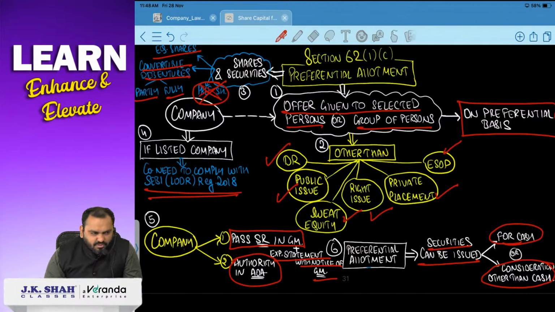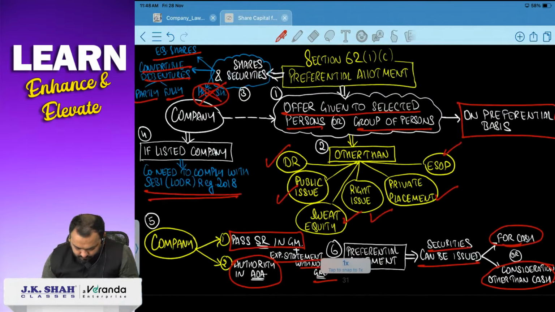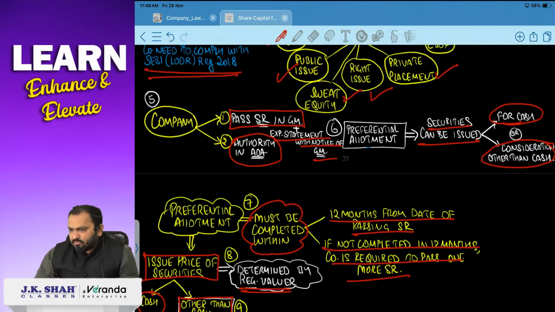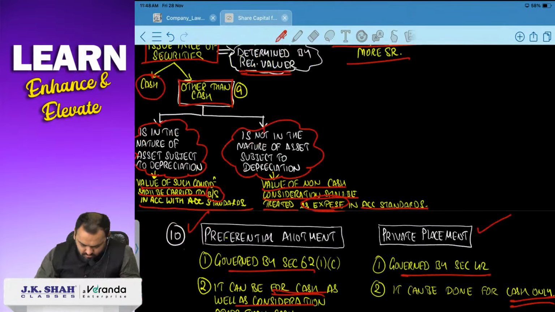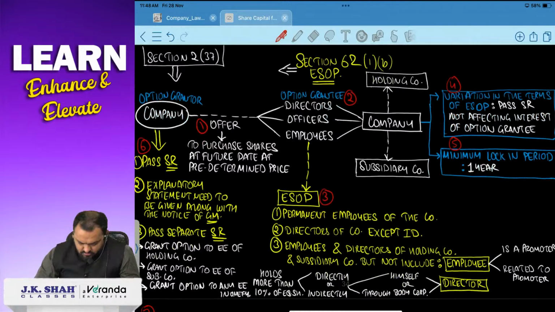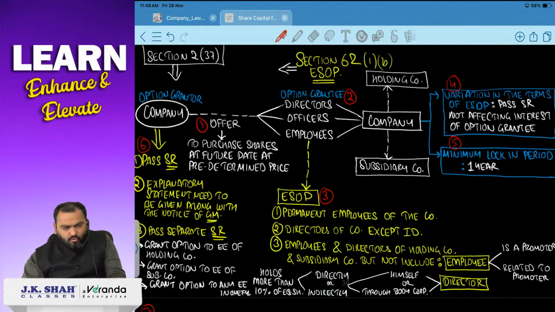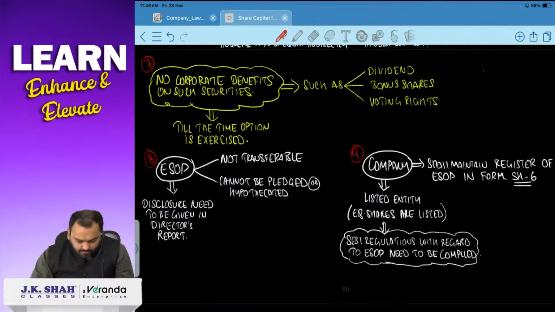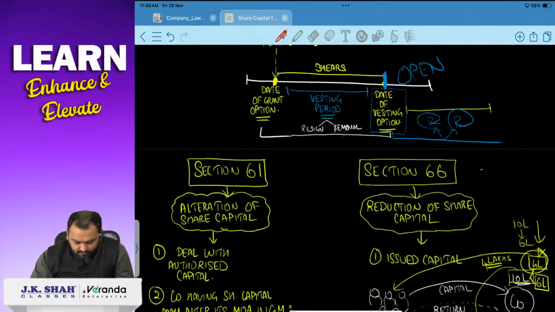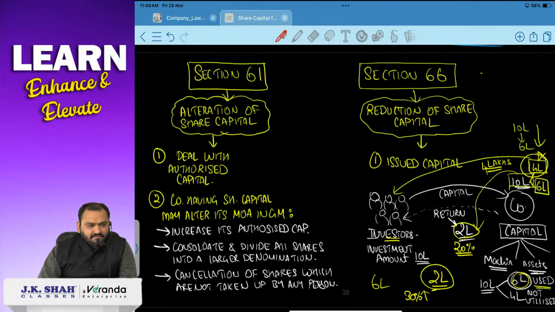Unfortunately, we couldn't finish the chapter. One minute. I know, but I have to reach Borivali. Okay. See, ESOPs are left. ESOPs. Then this is ESOPs only. Then see what is left.